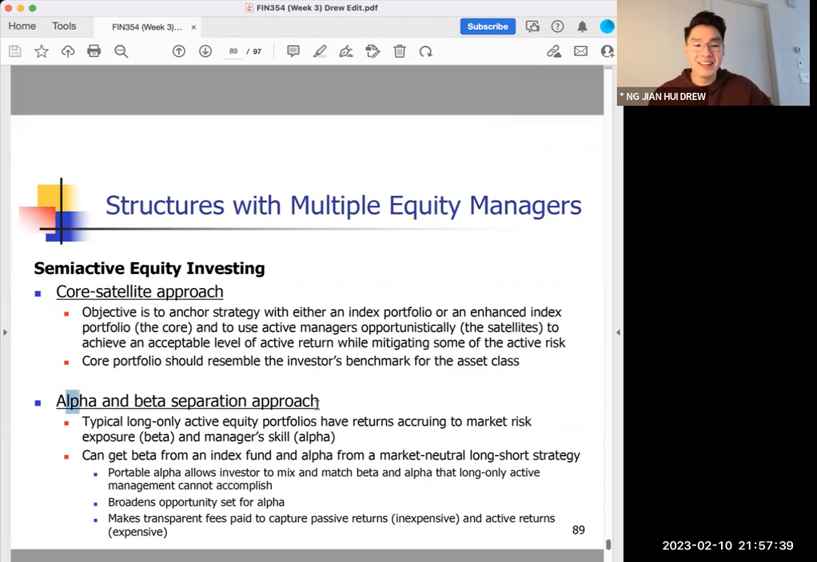Alpha beta separation approach, we already mentioned this. We separate the alpha and beta, and then we determine which portion is alpha and which proportion is beta, right? And it makes a more transparent fee payment for the passive strategy.